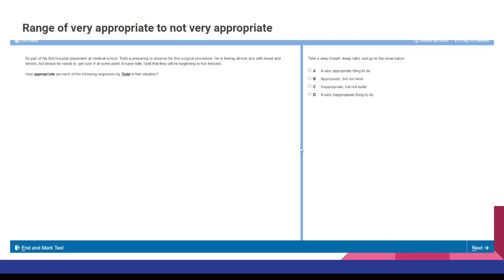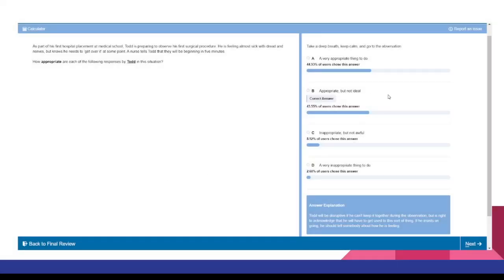And so let's move on to the next question. Here's the answer, first of all. As you can see, here's a little answer explanation. It might be better than the way I explained it, but this is what they want people to go through. This is the sort of thought process against these options to choose from. So as you can see, a lot of people chose very appropriate thing to do.